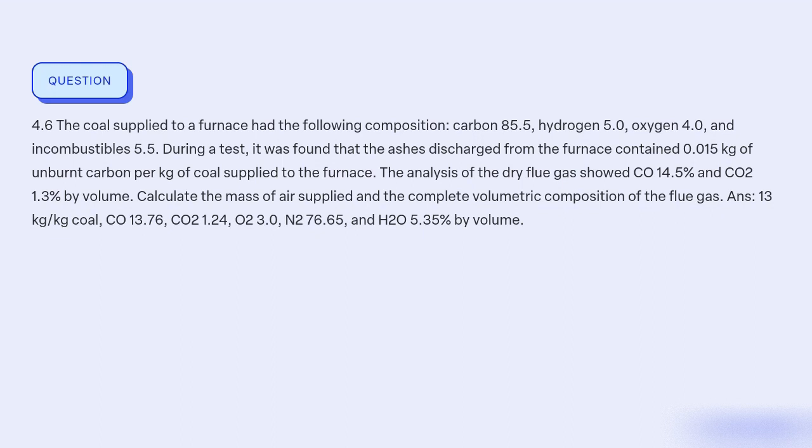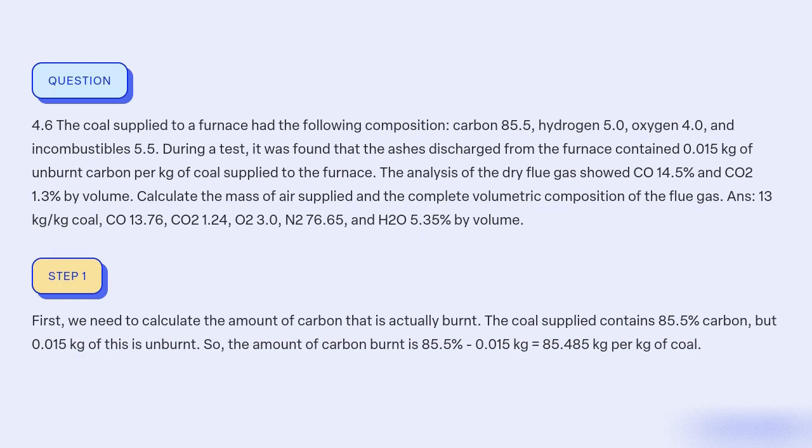What is the objective of calculating the mass of air supplied and the complete volumetric composition of the flue gas based on the given information? First, we need to calculate the amount of carbon that is actually burnt. The coal supplied contains 85.5% carbon, but 0.14 kg of this is unburnt. So, the amount of carbon burnt is 85.5 minus 0.14, equal to 85.485 kg per kg of coal.